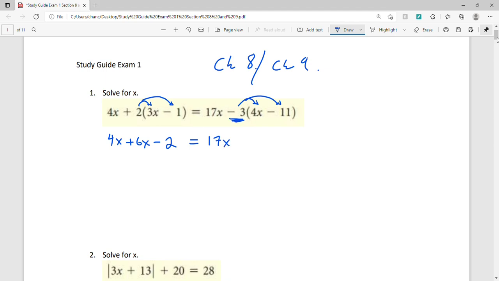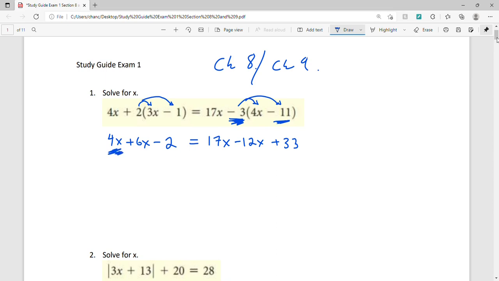You always distribute with the negative. -3 times 4x is -12x. -3 times -11 is a +33. Then we have to collect like terms.